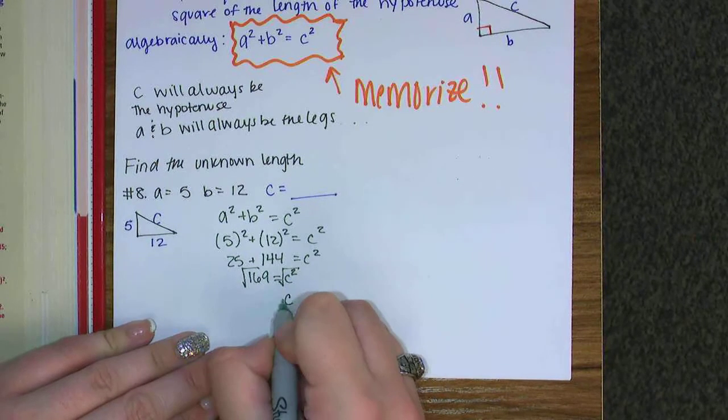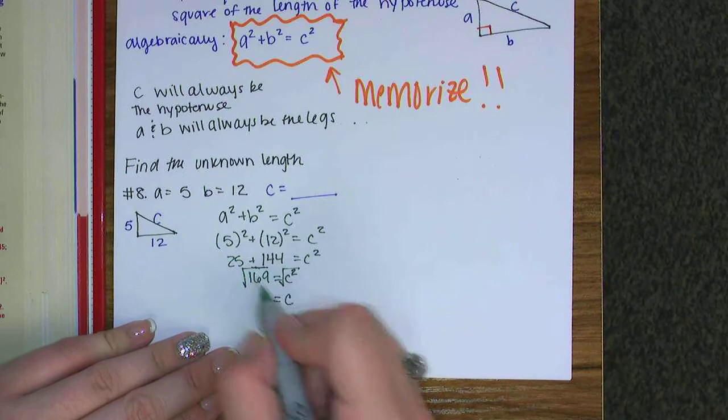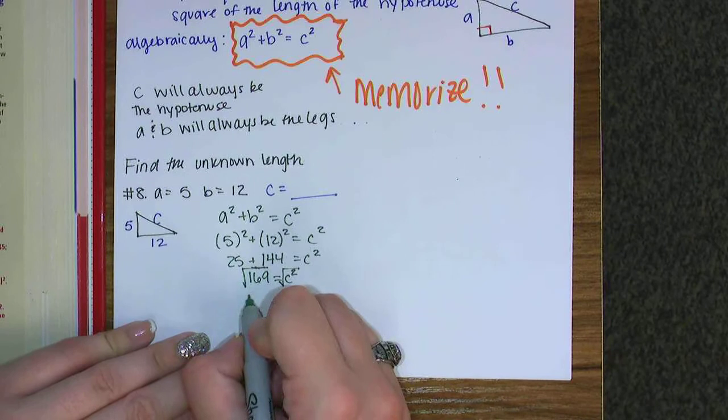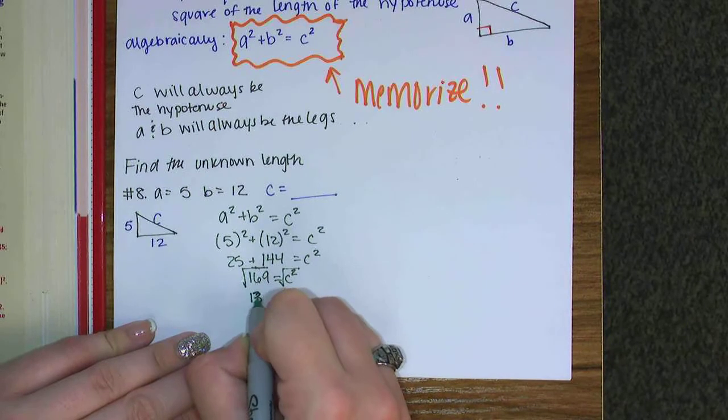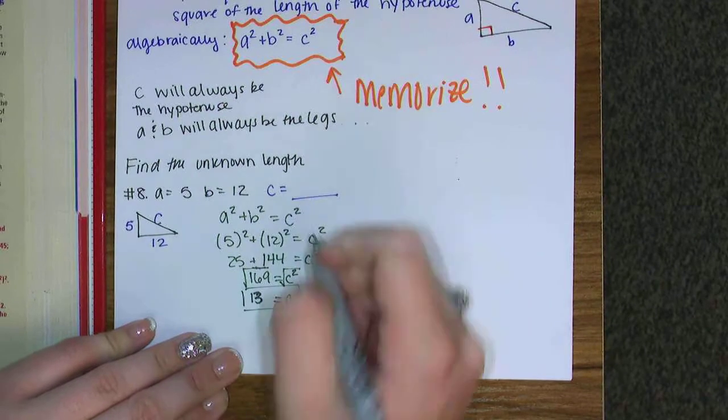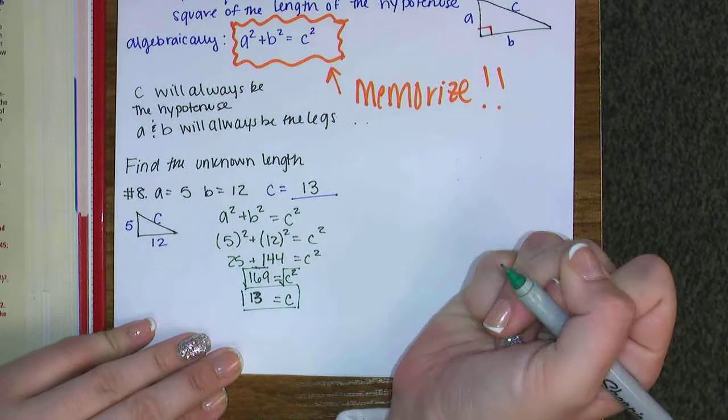So C is equal to the square root of 169. You may not recognize that one, but it's 13. Okay, so you're welcome to use a calculator to take the square root if you need to. So C is equal to 13. So I'm going to put 13 up here for C.